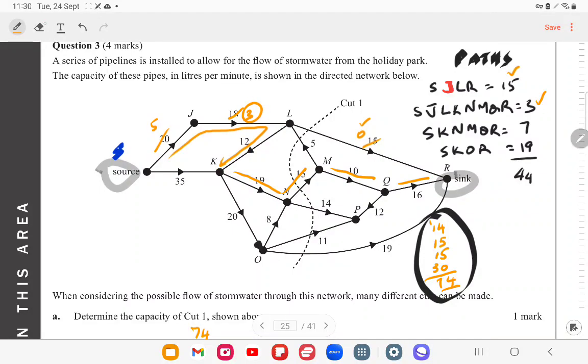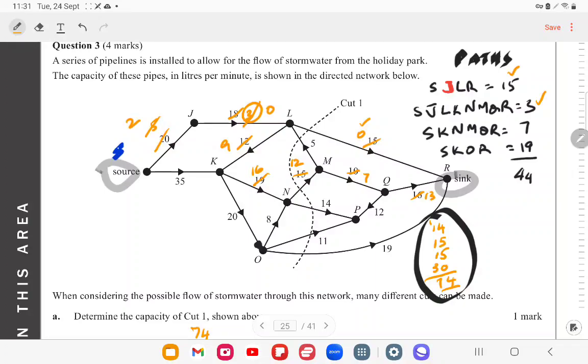And then we subtract the value 3 from all the values on that path. So 3 take away 3, 0, 5 take away 3, 2, and then we came down LK, so that is 9, and then 19 take away 3 is 16, and then 15 take away 3 is 12, 7, 16 take away 3 is 13.